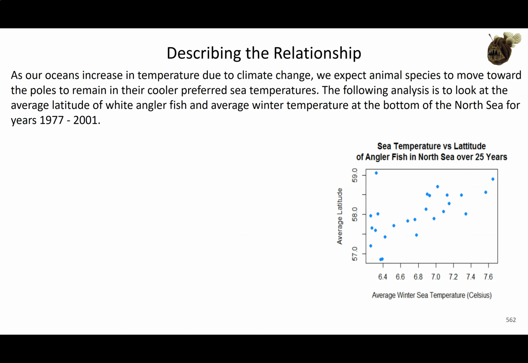Here we have some scientists that are concerned that rising temperatures globally are making several animals be found in different locations in the oceans. So they decided specifically to look at white anglerfish, with data from 1977 to 2001. They also recorded the average winter temperature at the bottom of the North Sea in degrees Celsius, and we've put it into a scatter plot, and we want to talk about what it looks like.